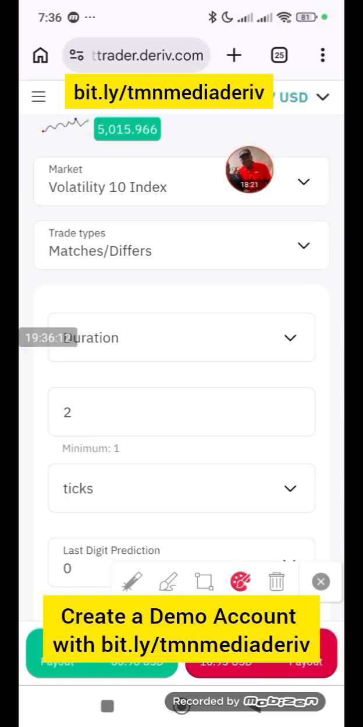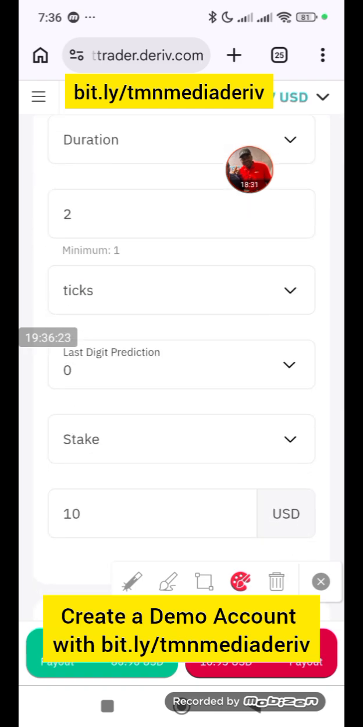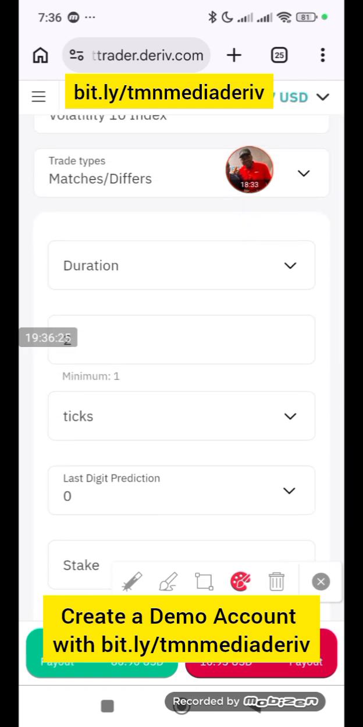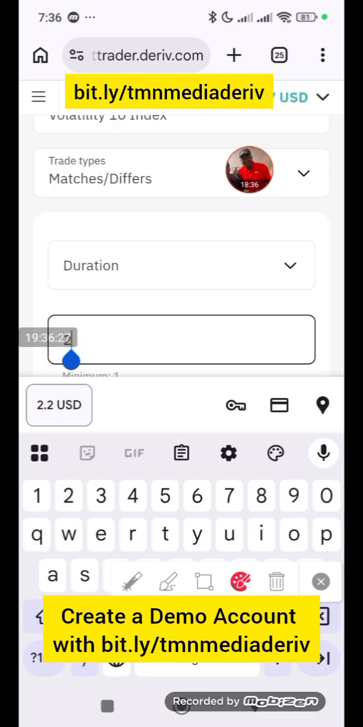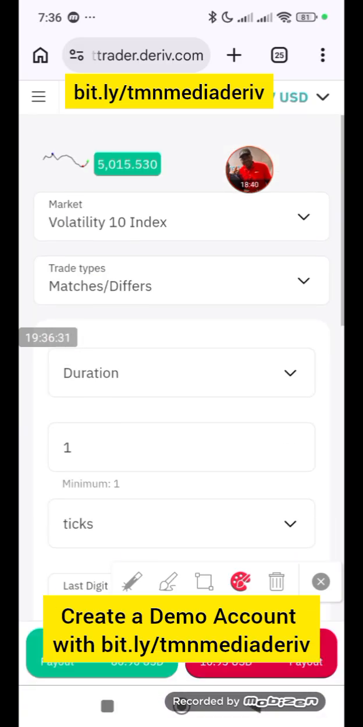What does match mean? If I pick, for instance, now you will see that here we have duration, we have tick, we have last digit prediction. If I say I like to use just one tick, one movement, why? It allows me control over what I'm doing. Now, this is how I will explain this.